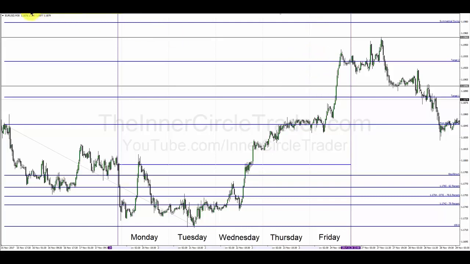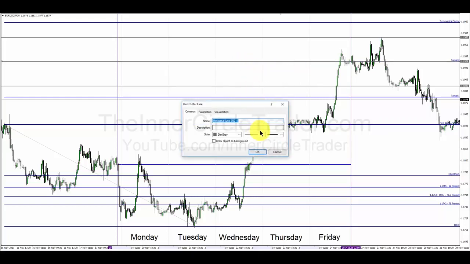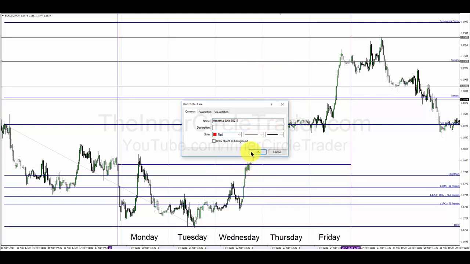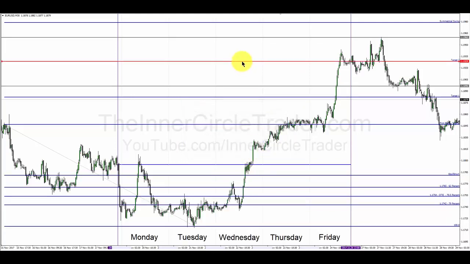So I'm going to draw now another horizontal line right here, and I'm going to change the color of this one to delineate why I'm drawing it, because this is all going to be based on this price swing and everything to the right of it. And you'll see what I mean as I go.